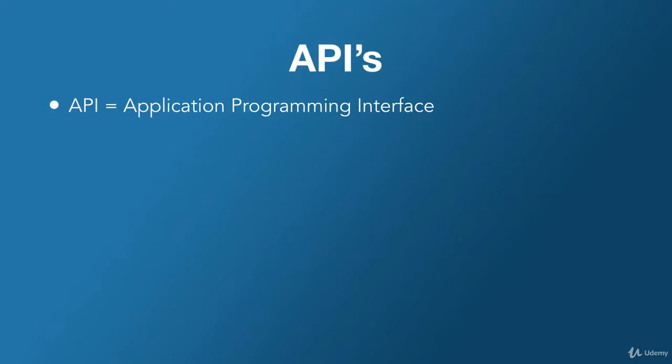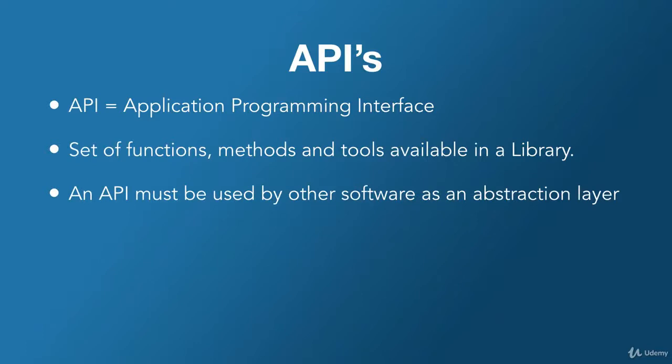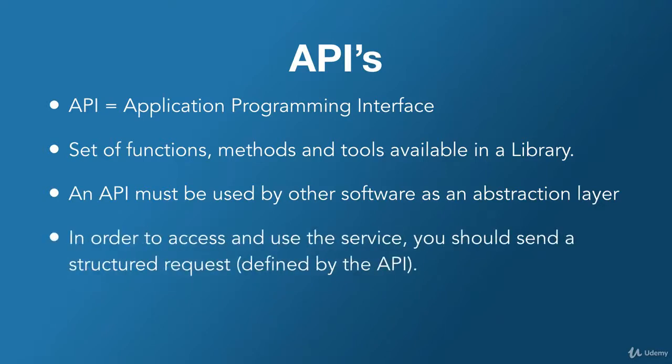API stands for Application Programming Interface. It's a set of functions, methods, and tools available in a library. An API must be used by other software as an abstraction layer, and in order to access and use the service, you have to send a structured request, which is defined by the API.